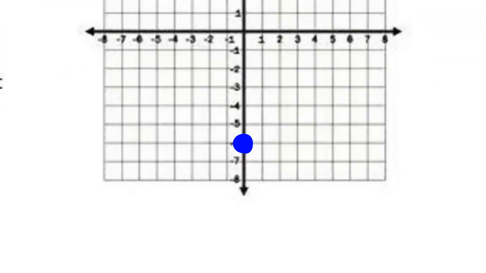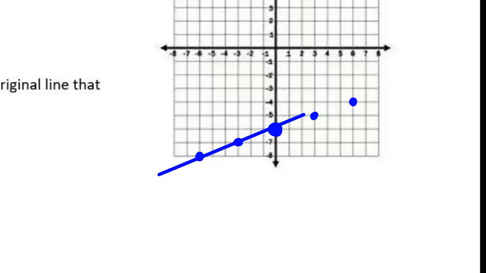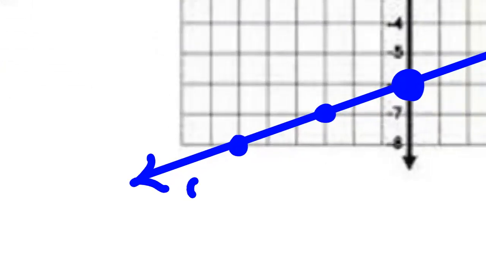So from that point that we plotted on the y-axis, from there I'm going to go up 1 and right 3, up 1 and right 3. And that's where I kind of hit the edge of the graph. So I'm going to turn around and try to go backwards, reverse the whole thing. Down 1 and left 3, down 1 and left 3. And then I would grab my straight edge and trace it through those points. So here's the original line that they gave us.